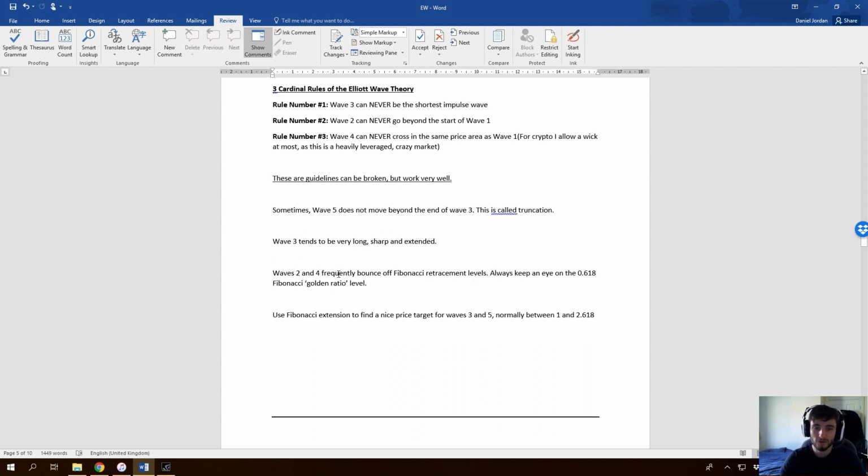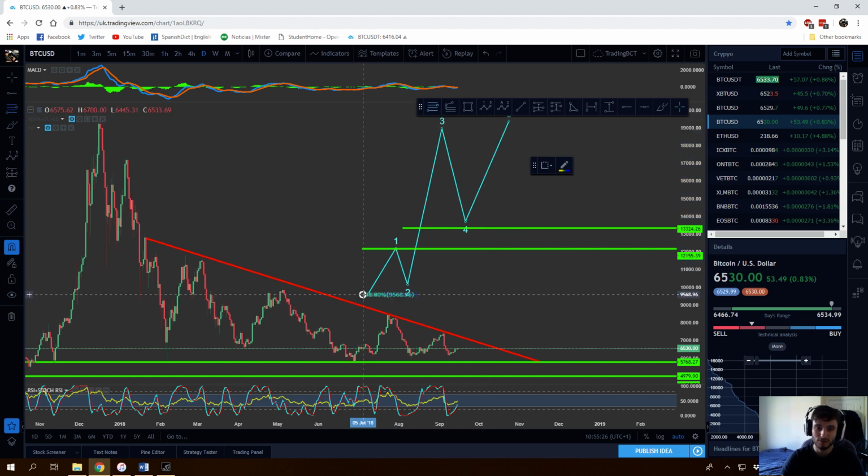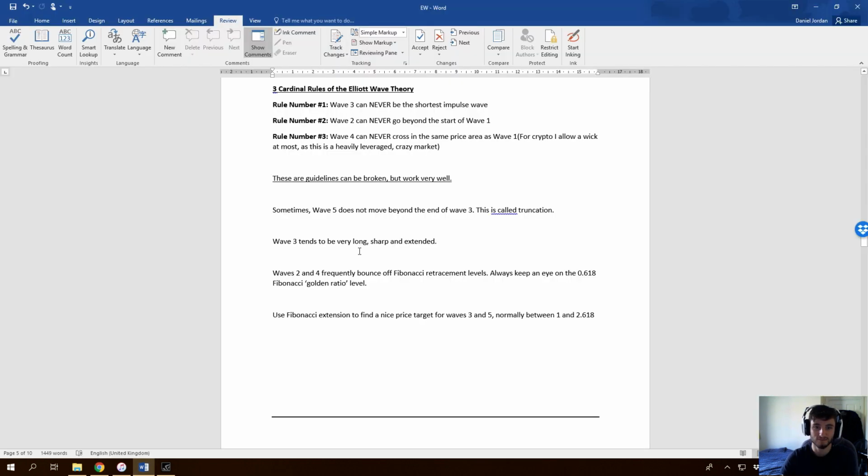Waves 2 and 4 frequently bounce off Fibonacci retracement levels. Always keep an eye on the 0.618 golden ratio level for Fibonacci. That's a ratio, so when wave 4 and wave 2 are coming down, I would take my Fibonacci retracement from the start of the wave to the bottom and try and be buying in on a nice Fibonacci retracement level. But I'm going to be covering this again in another lesson.